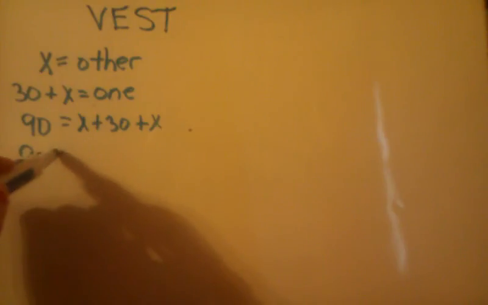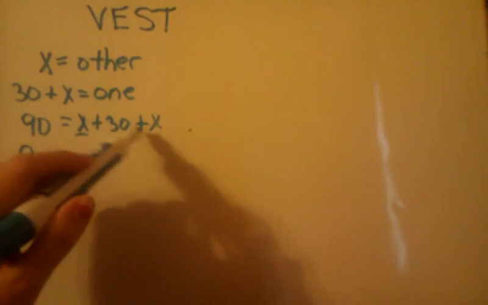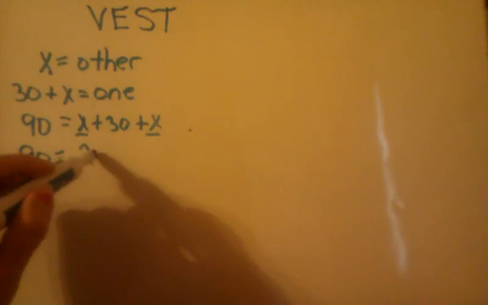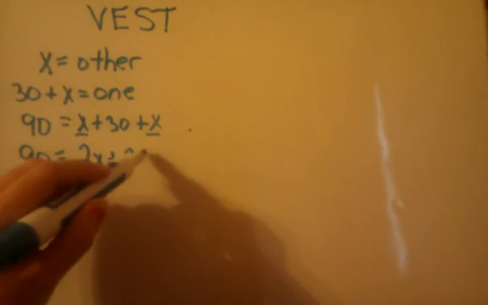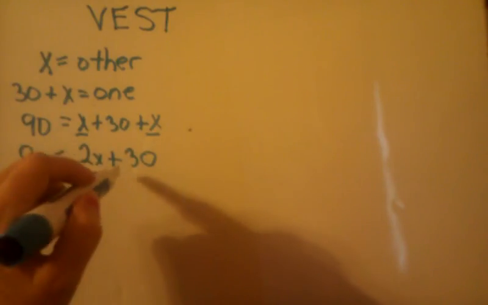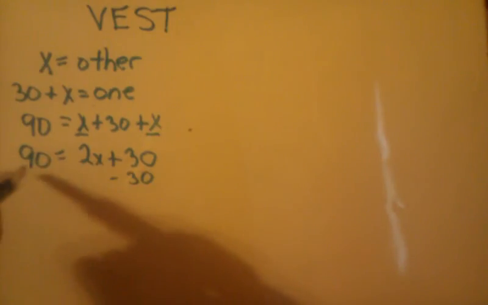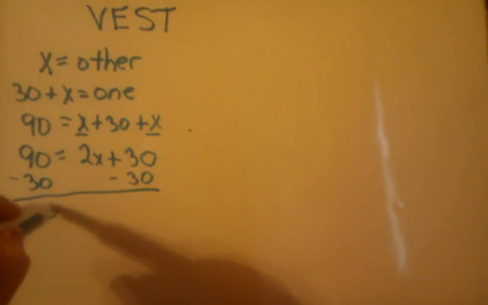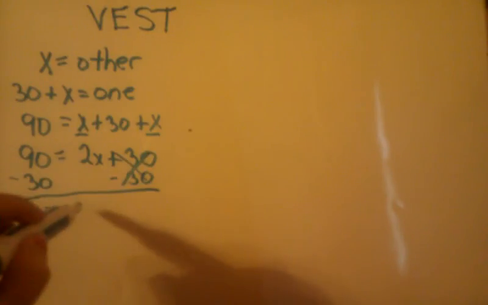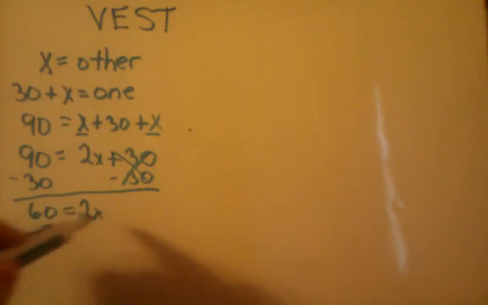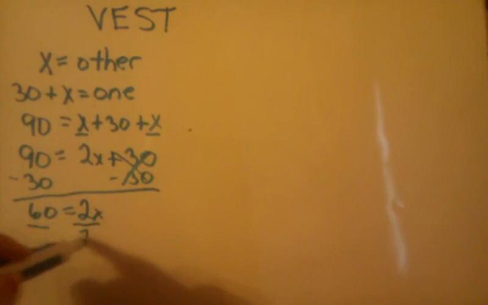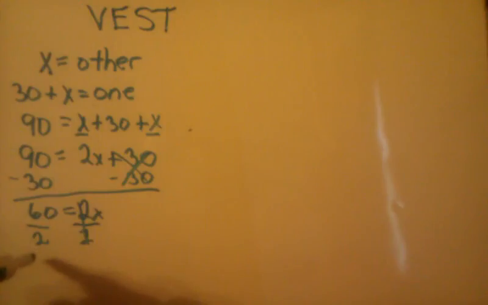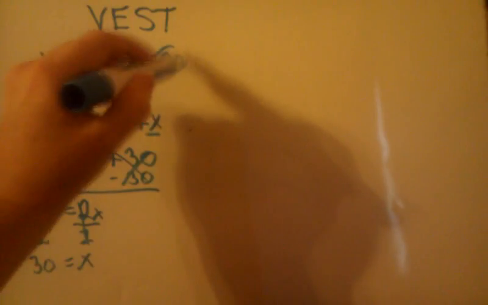Okay, next I have to combine like terms. I have x plus x is 2x plus 30. Subtract my 30 from both sides. 60 equals, those cancel out, 2x, divided by 2. 60 divided by 2 is 30. Okay, so the other angle is 30.